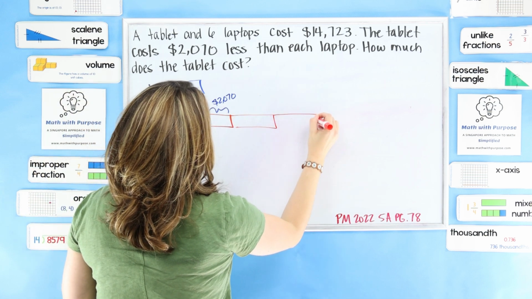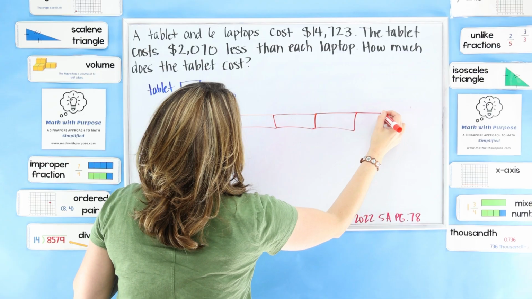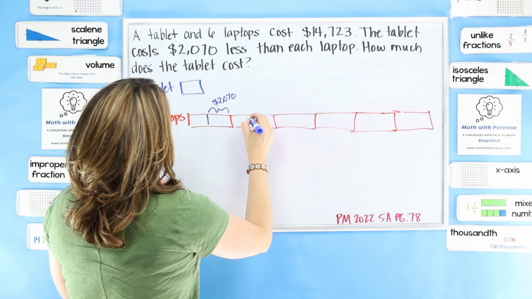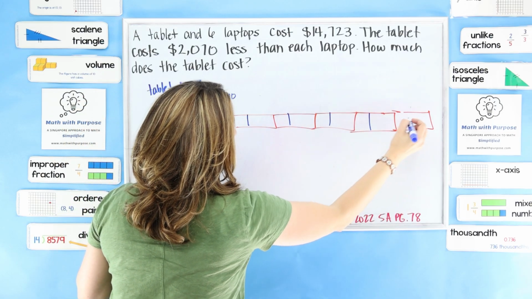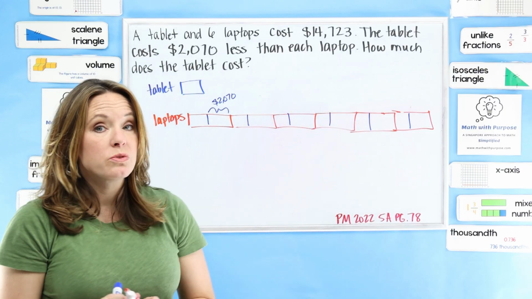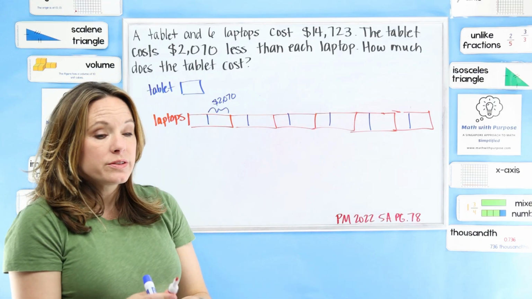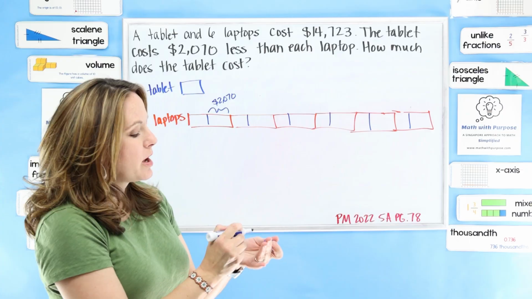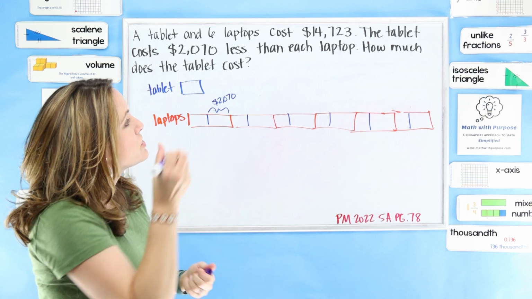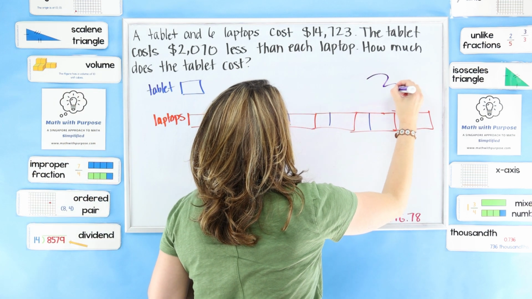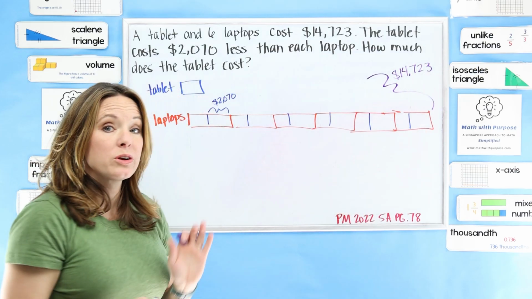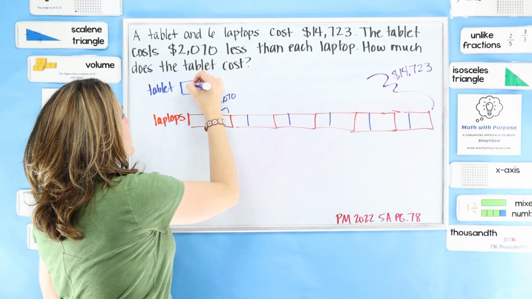So technically, I could draw, and I hope I don't run out of room, something like this here, right? And we could show that each of those are going to have this little part of the tablet, and then we have this external piece that is representing $2,070. What other information do we know about the problem? We know that with 6 of those laptops and the tablet, we have a total of this much money, which is $14,723. And what are we trying to figure out? How much the tablet cost.